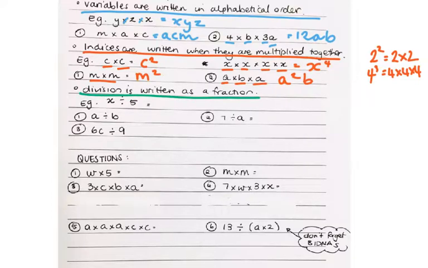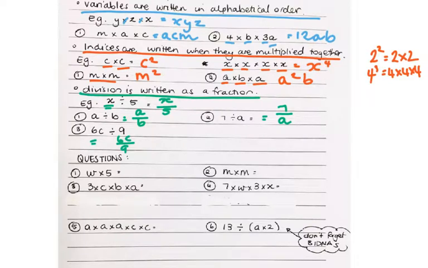The last rule that's important here is division is written as a fraction. The first number in your division sum is written as the numerator, and the second one is written as your denominator, so that's x over 5. The next example here, we've got a divided by b, so a over b. Here we've got 7 divided by a, so 7 over a. And this one here is 6c divided by 9.